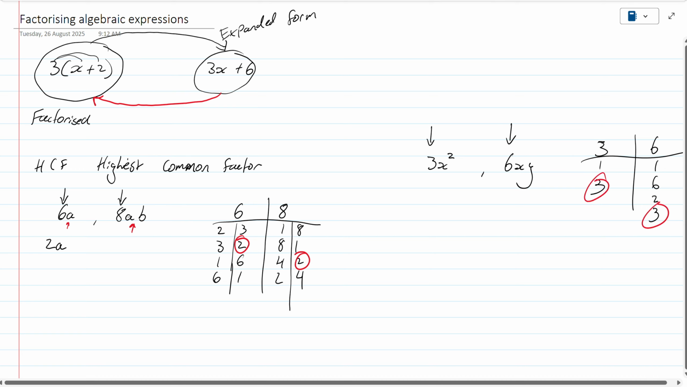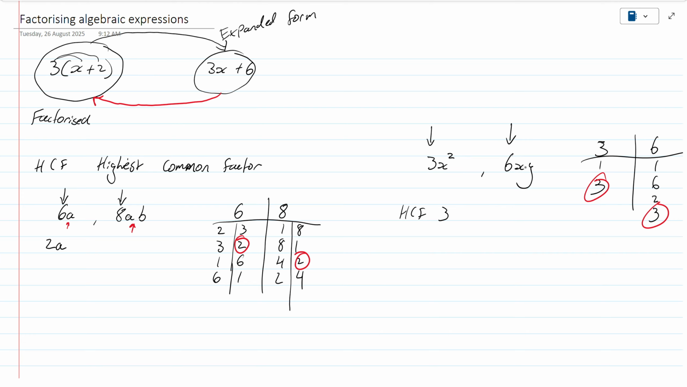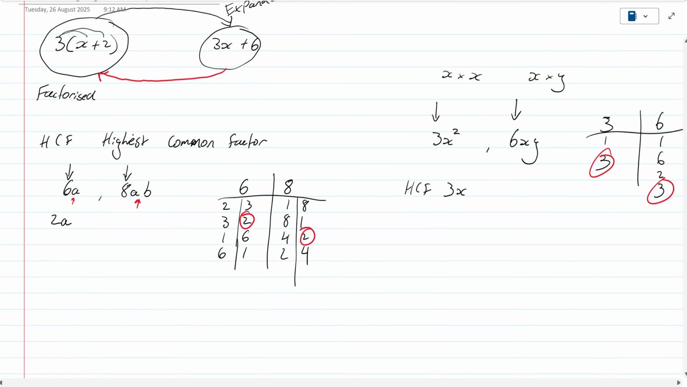But then what about the pronumerals? Here we have x squared, and here we have xy. So this is x times y, and this one is x times x. So obviously, x is the common factor, so 3x is your highest common factor. Now, those are two examples where there's no operation. It's just finding the highest common factor between two terms.